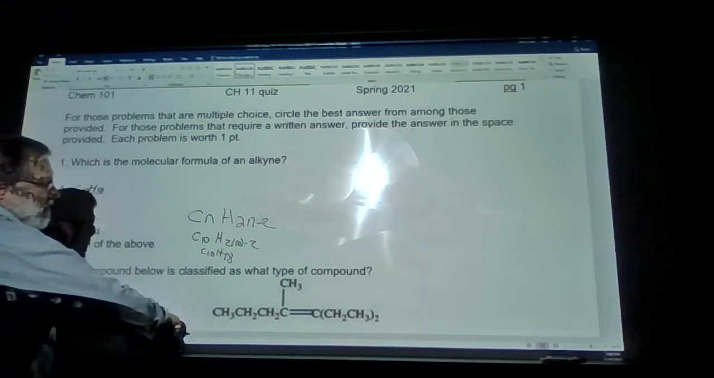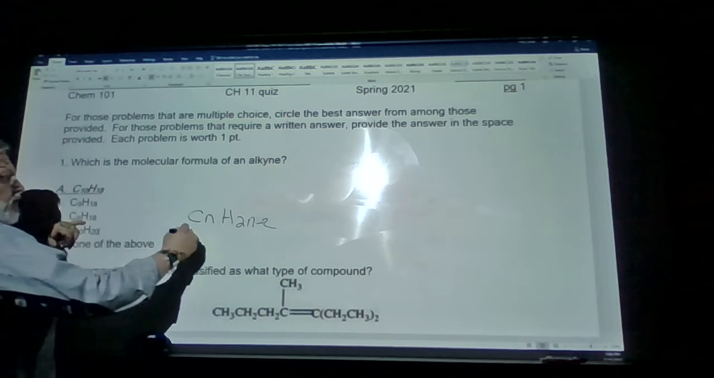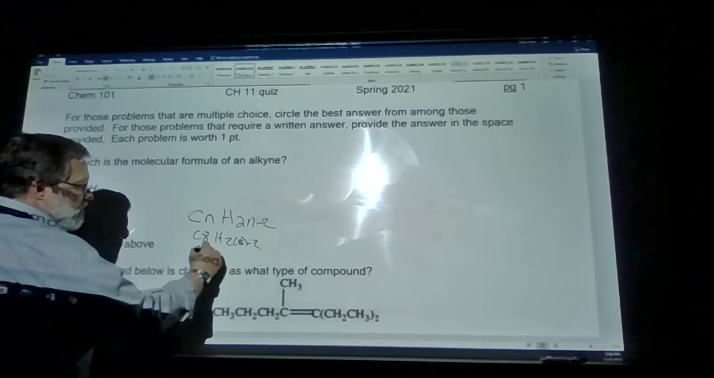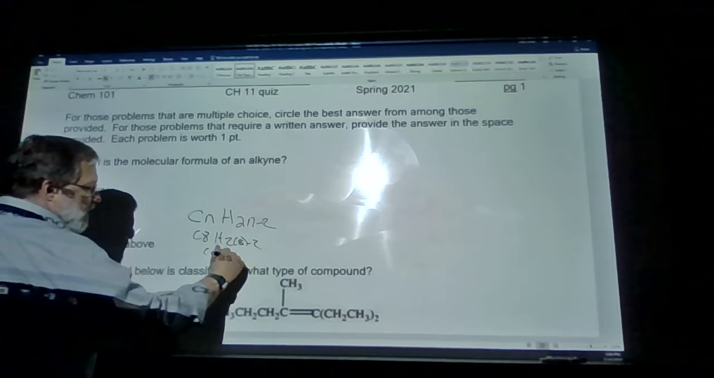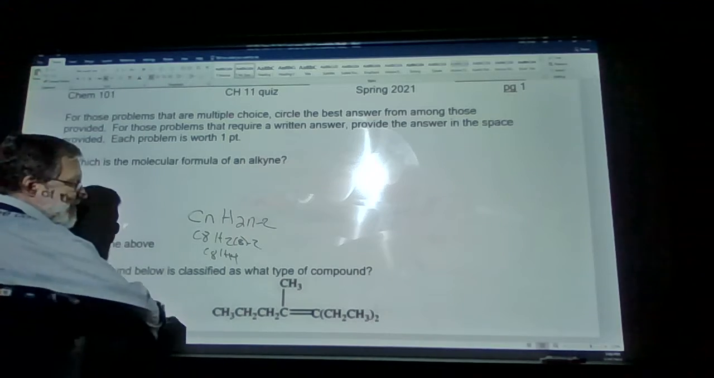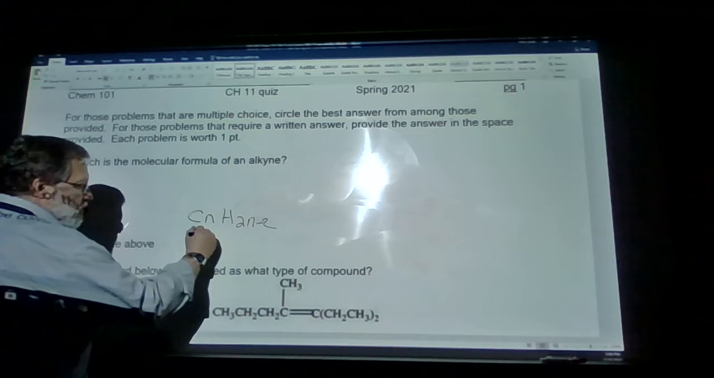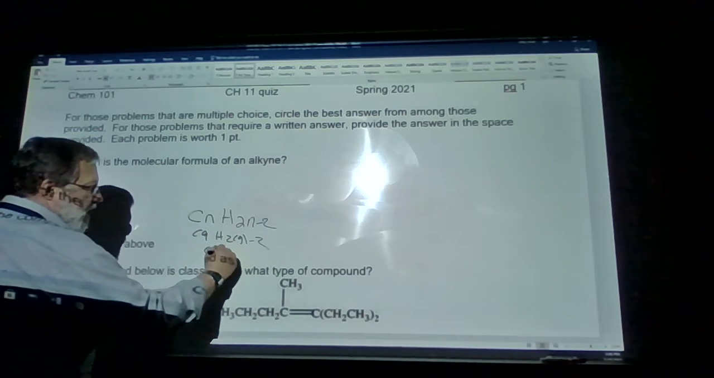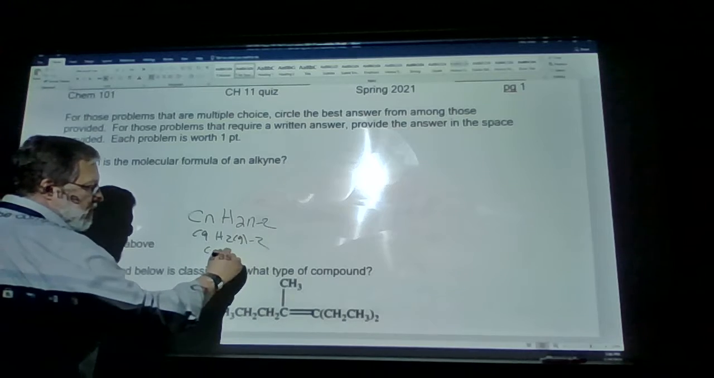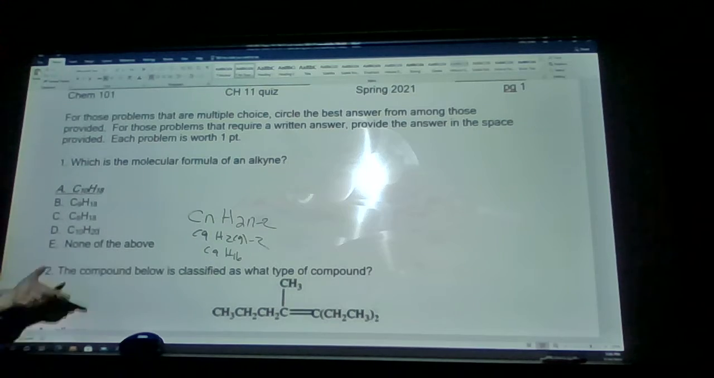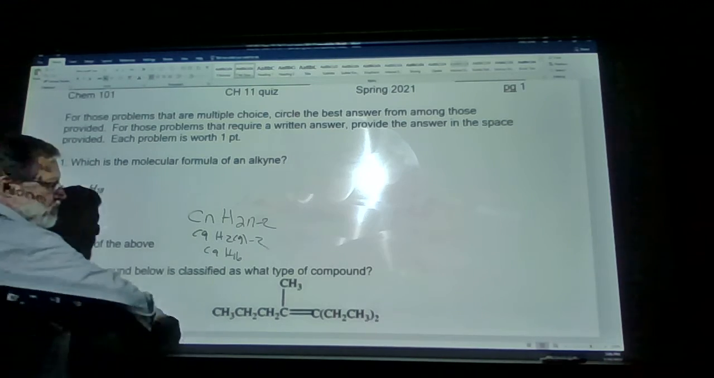Let's look at the C8 species. If it is C8, it is C8 H2 times 8 minus 2. C8 H2 times 8 is 16, minus 2 is 14. Is this the formula based on a C8 count for this compound? No, it's not. Let's look at the formula for the C9. So C9 H2 times 9 minus 2. C9 H2 times 9 is 18 minus 2 is 16. Does this match that? No, this is not an alkyne.